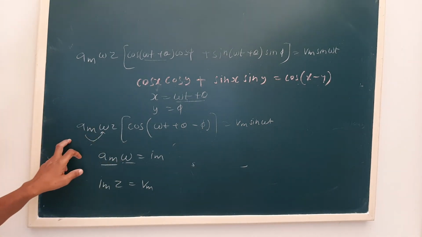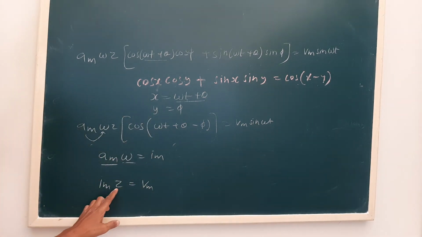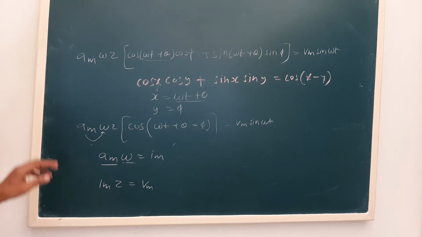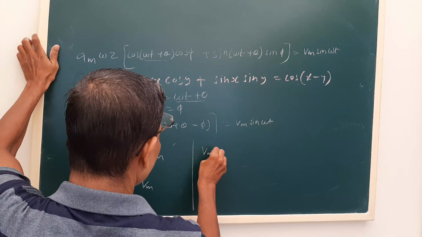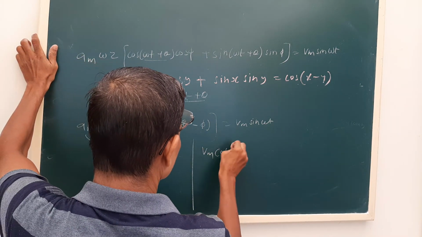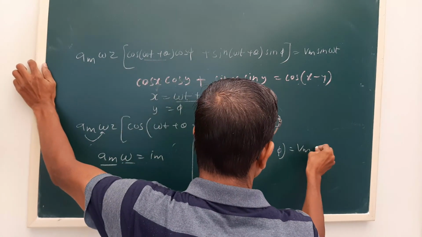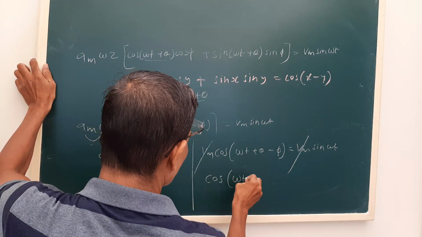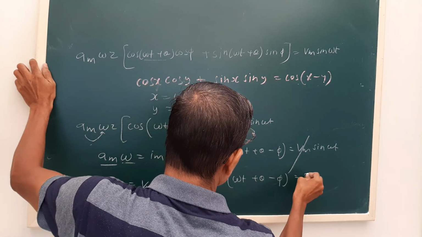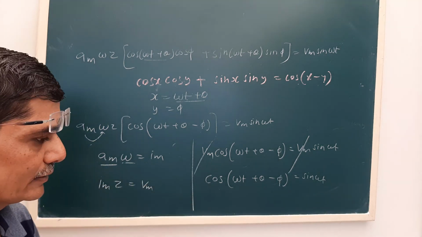Also I into R, but in AC it is impedance. So what we can say is, Im into Z is nothing but the maximum voltage supply. So now our equation has become Vm cos(omega t plus theta minus phi) is equal to Vm sin omega t. So cos(omega t plus theta minus phi) is sin omega t. This is how we can convert the equation in terms of sine and cosine.